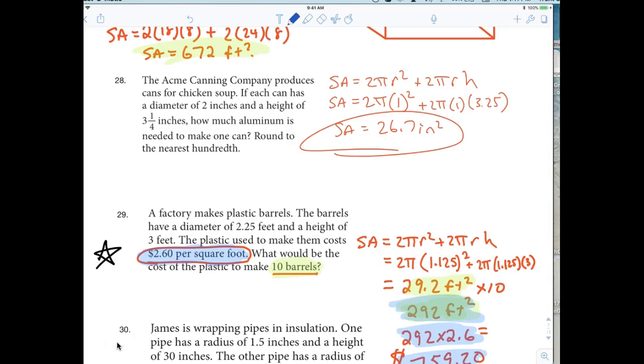Now, in this case, Ben, am I including the top and the bottom on this one? Yes. Thank you. Because it is a can. All right. So, again, remember the formula. Surface area, 2 pi r squared plus 2 pi r h.